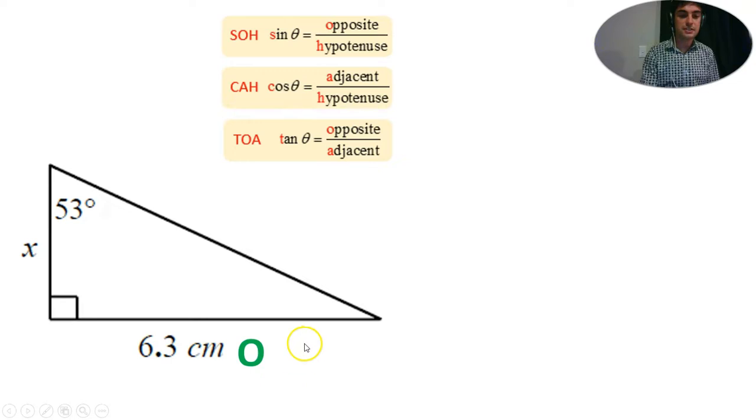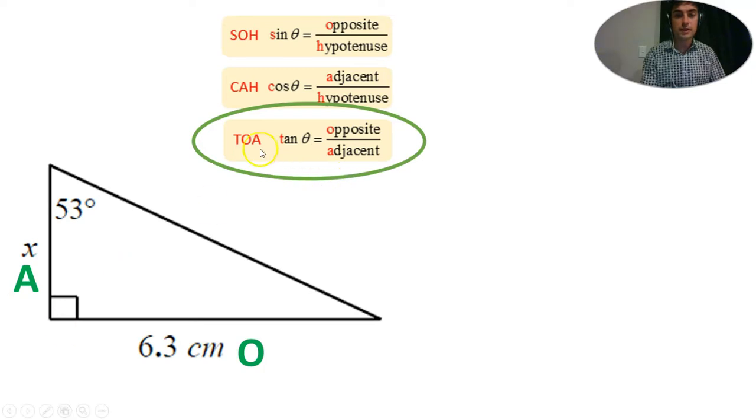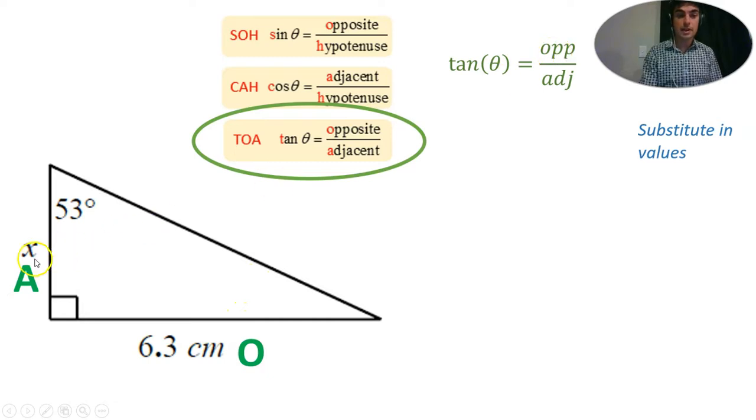you can see this side here is our opposite because it's opposite the given angle. And the one that's in between the given angle and the right angle is our adjacent side. So O and A. The ratio that we're going to be using is the tangent ratio, or TOA here, so O and A. We're going to start off by substituting in the values. So the angle 53 goes there, O, 6.3, goes at the top, and then A, which is X, is going to go at the bottom. So we've substituted them in.